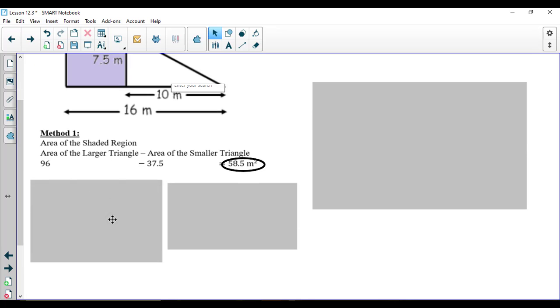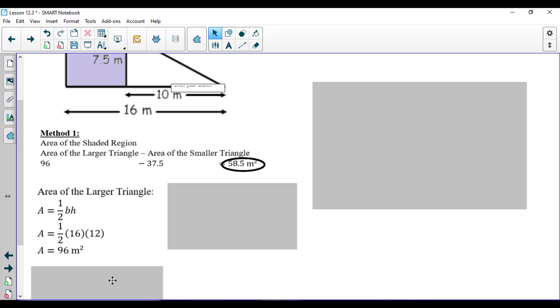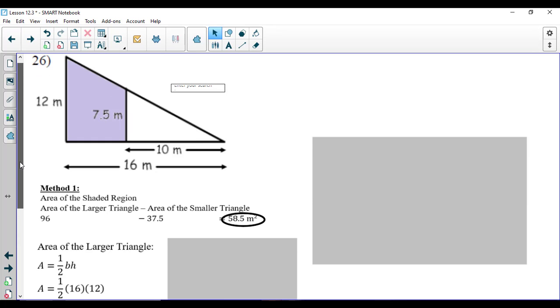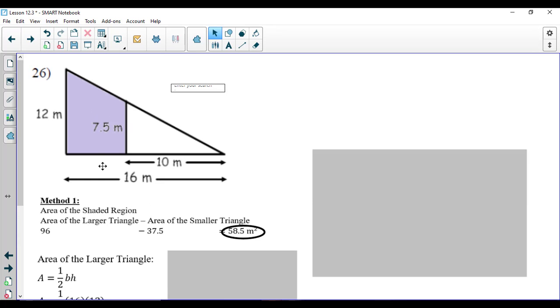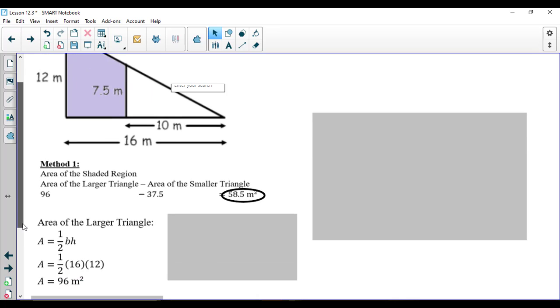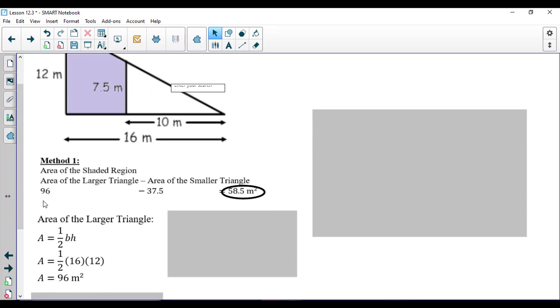which is this one right here, to find the area of the shaded region. So let's start with the area of the larger triangle. That's going to be half times base times height, so that's half times 16 times 12, which gets us an area of 96 meters squared.